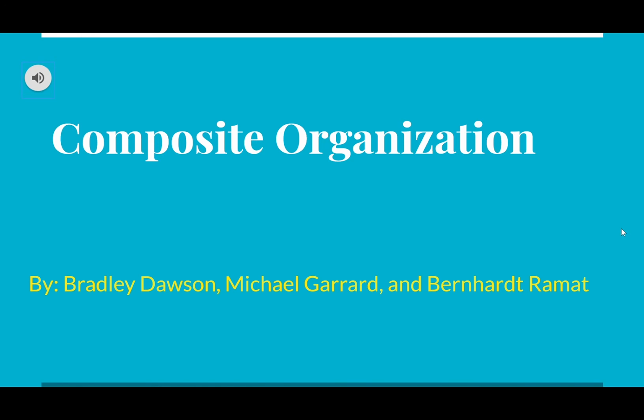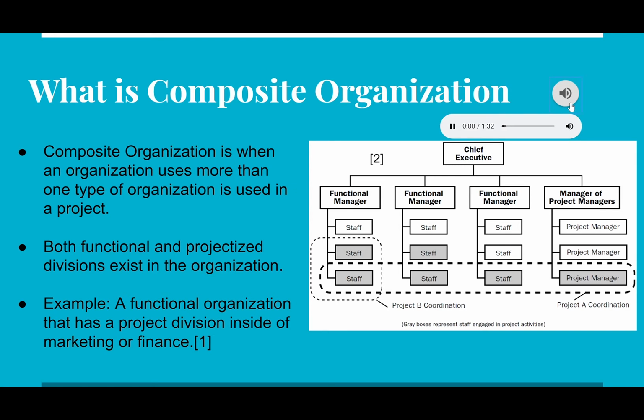Today we're going to discuss an important project organization structure called composite organization. So first, we need to answer this question: what is a composite organization? Well, it's just kind of like it sounds. The definition of something that's composite is something that's made up of several parts. A composite organization is an organization made up of two or more organizational structures.